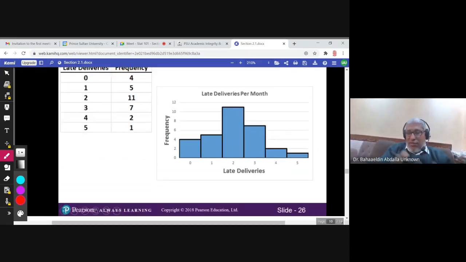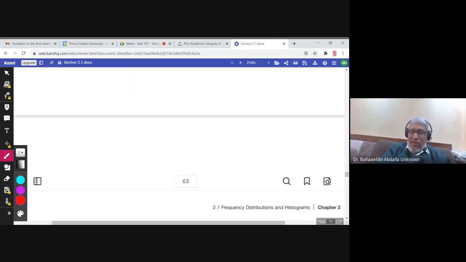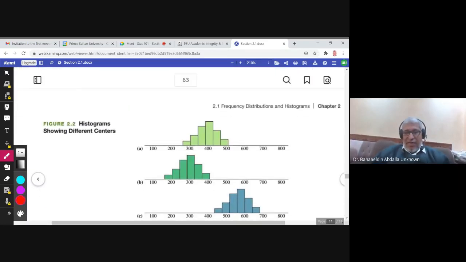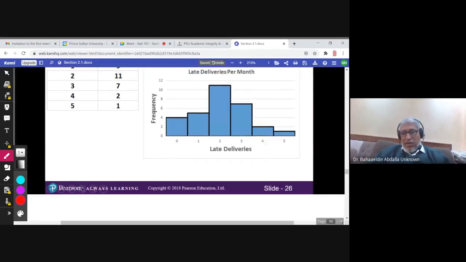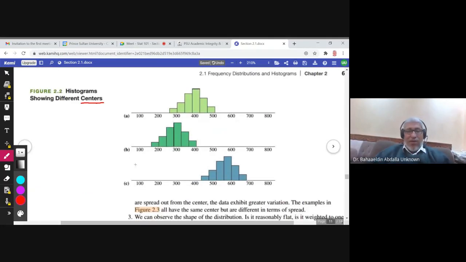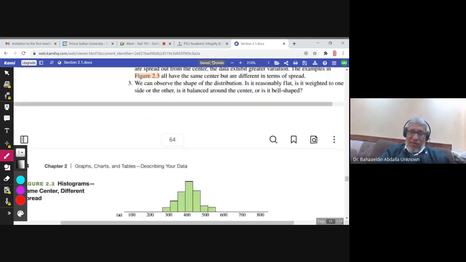Well, what do you get from this graph? You get 3 things. You can determine the center of the data. Where is the center of the data? So the center here is 2 point something, 2.5, 2.6, because the largest 2 columns are here at 2 and 3. Here you have 3 histograms with different centers. Center here is around 400, here around 300, here 550. Centers are different. You can see the center explicitly from the histogram.